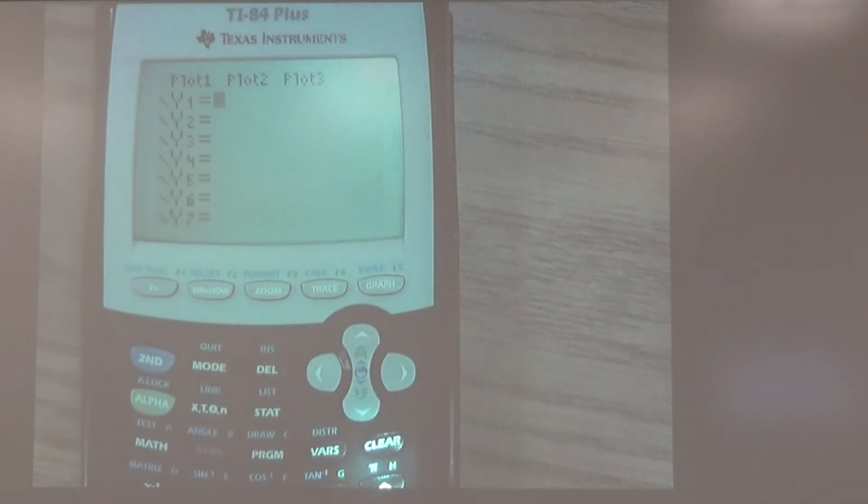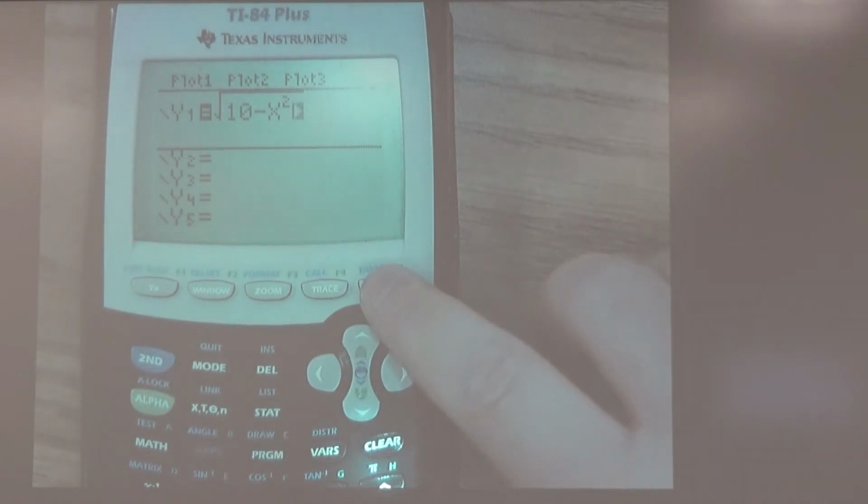All right, for our y equals, again, we've got to solve for y. So we could have 10 minus the x squared, and then square root the whole thing. So square root of 10 minus x squared. And before we go on, let's just go ahead and press graph and take a look at what that looks like.